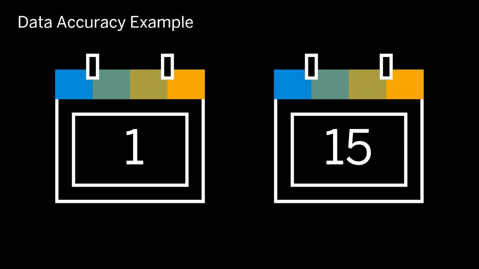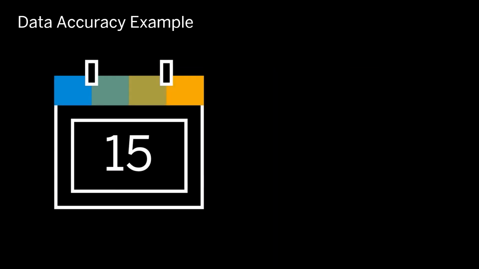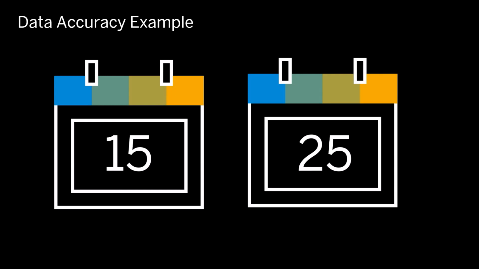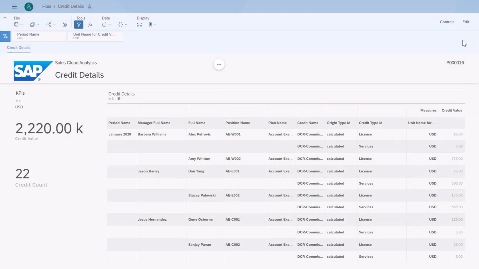The accuracy or relevancy of the data is dependent on how often a pipeline is run, with update analytics option checked. For example, if an SAP commissions administrator only runs a pipeline once every 2 weeks and the last run was on the 15th of the month, let's say it's now the 25th of the month, then the data within analytics will be based on the calculations and results from the 15th, which was the last time the pipeline was run. Now I'll show you an example.